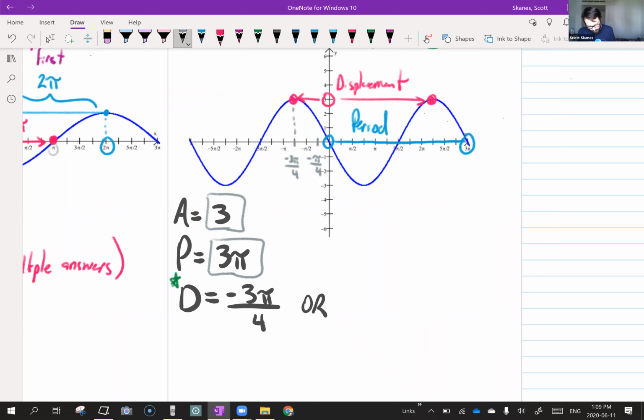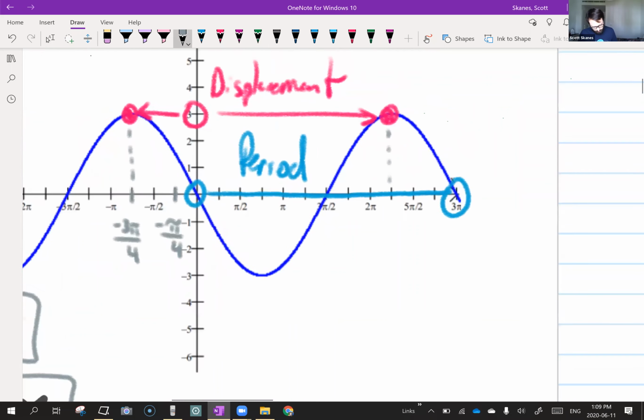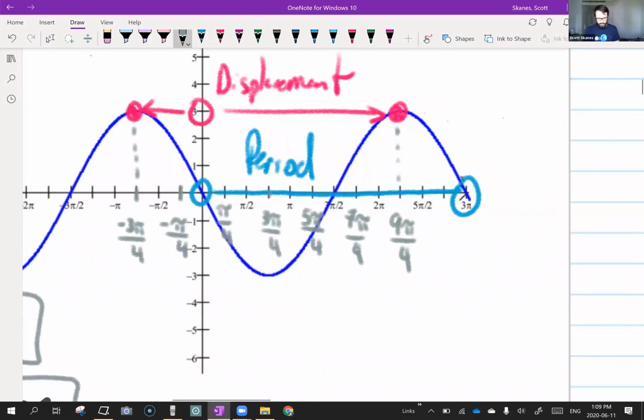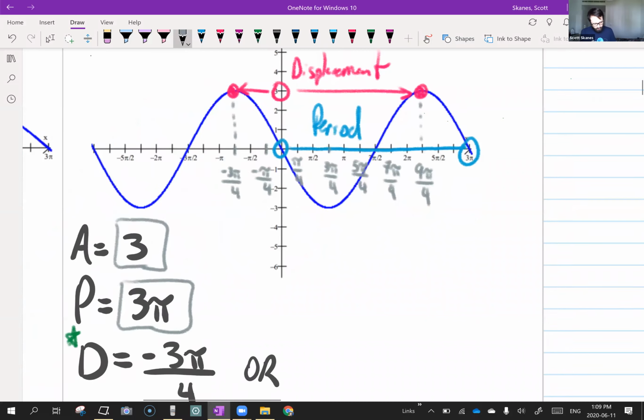The other possible place you could be is whatever this is. And I'll review one more time how to get that because it is important if it's not given. We know that this is pi, 1, 2, 3, 4 jumps to get there, so it must be pi over 4, which means this is 3 pi over 4. This is 5 pi over 4. This is 7 pi over 4. This is 9 pi over 4. So the displacement is 9 pi over 4.